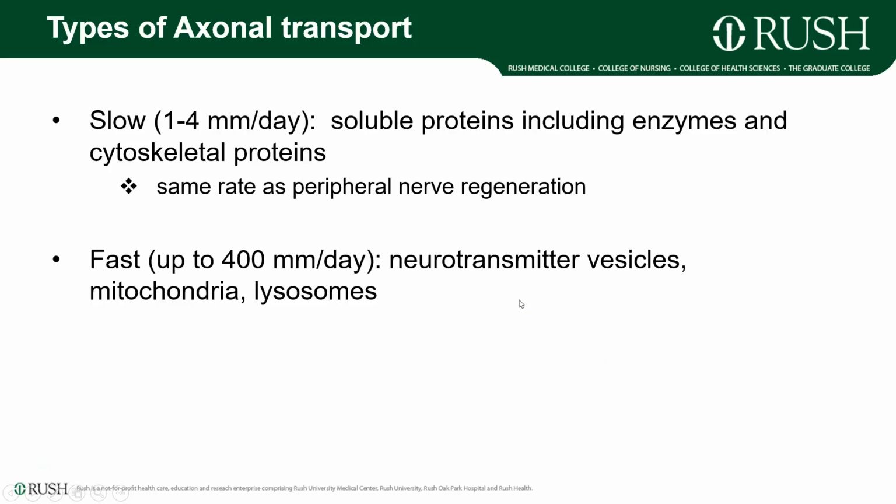The type of transport that occurs across the axon can be classified as either slow or fast. In slow transport, the material is moving at a pace of 1 to 4 millimeters per day, and that includes proteins which are soluble, enzymes and other cytoskeletal proteins. This rate is very similar to the rate at which peripheral nerve can repair and regenerate, which we will cover towards the end of this lecture. The other one is fast transport, which can be as fast as 400 millimeters per day. And here, the transported materials are the neurotransmitters as well as mitochondria and lysosomes.